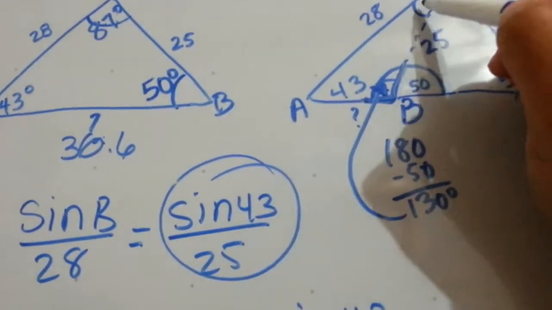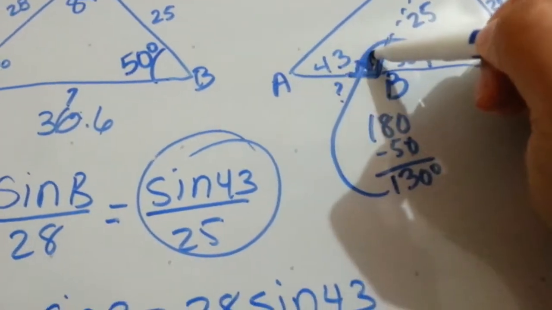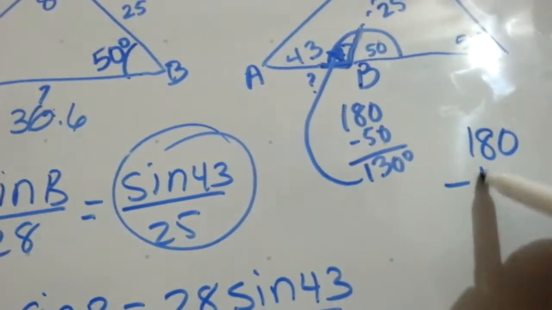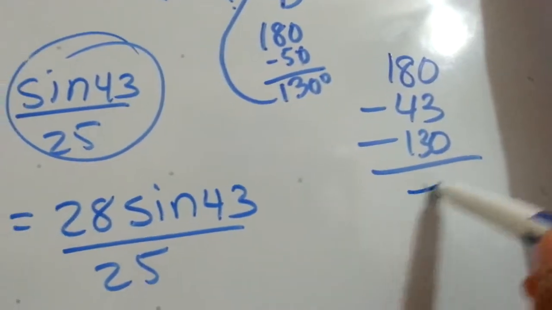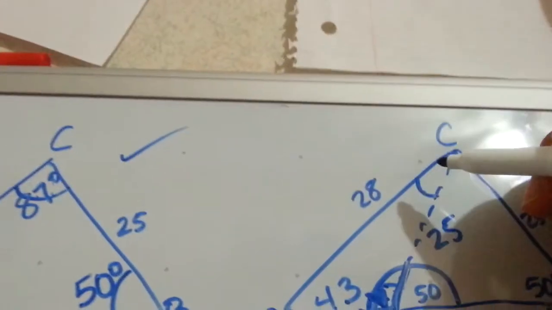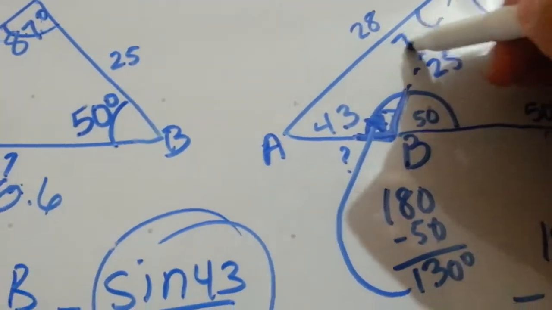And then how do we find this one? Well, you now know 43 and you know 130. So 180 minus 43 minus 130. Alright, this is 7 degrees. So that means this one up here is 7 degrees.